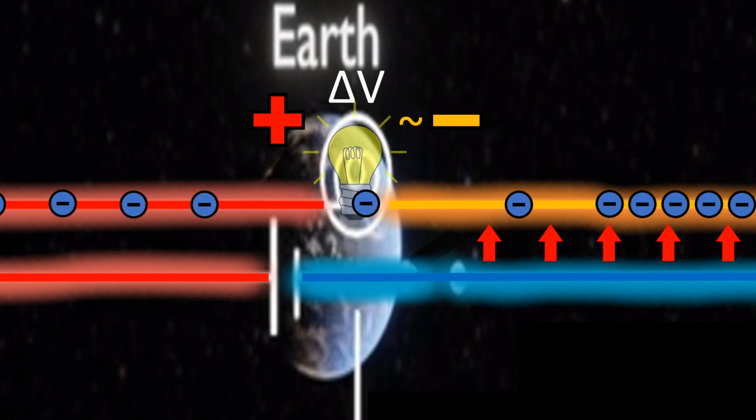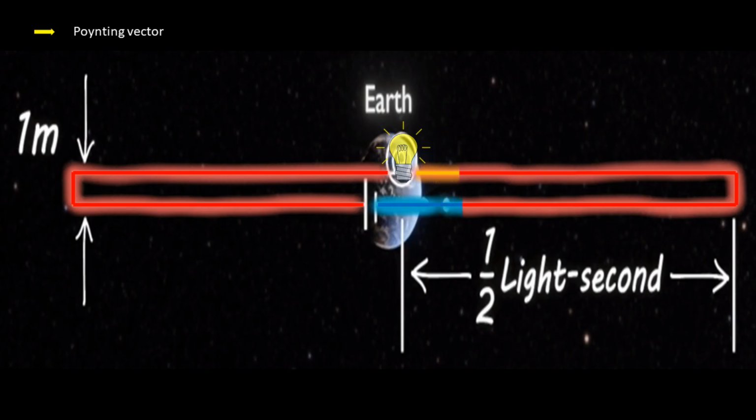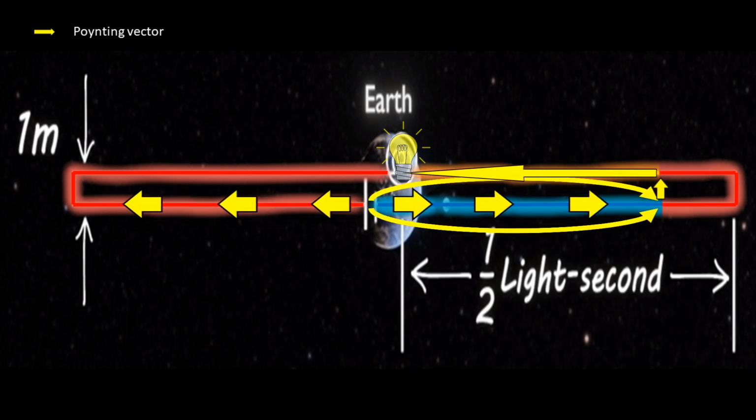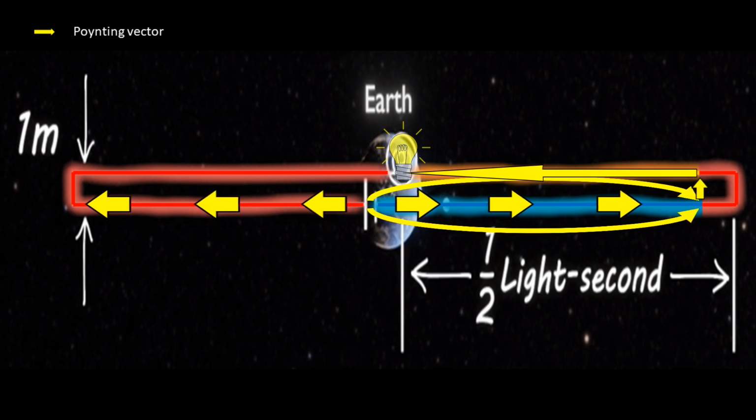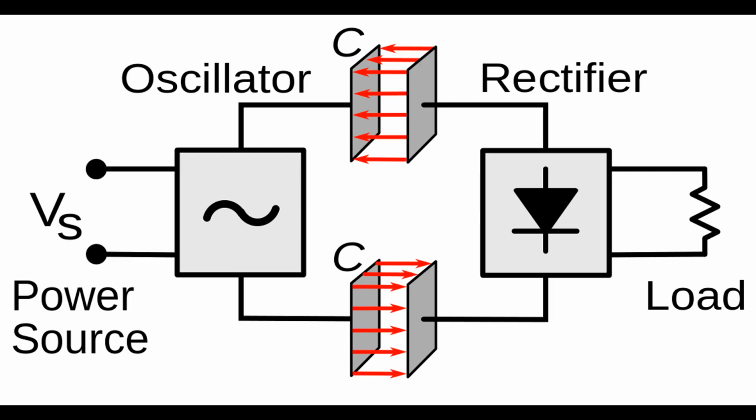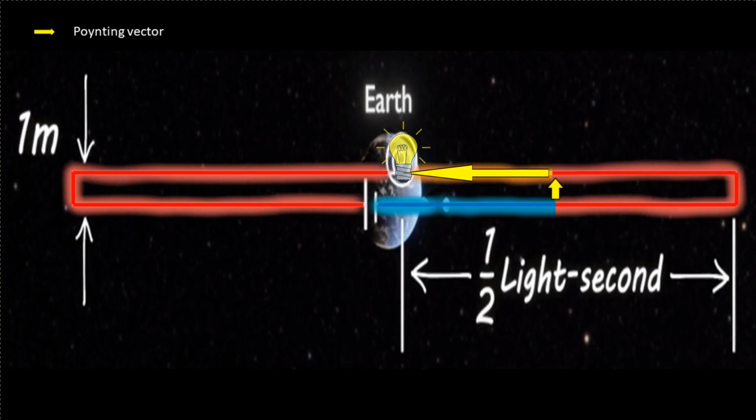And since energy is being transferred from the bottom wire to the top wire, there will be a corresponding Poynting vector connecting the two wires, in addition to the set of Poynting vectors that we found earlier. This transmission of energy through parallel wires is known as capacitive coupling, and is sometimes used for wireless charging. How much power is delivered to the light bulb by this capacitive coupling?